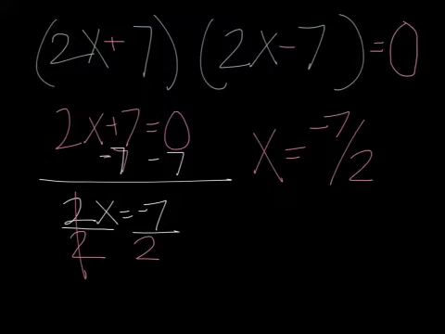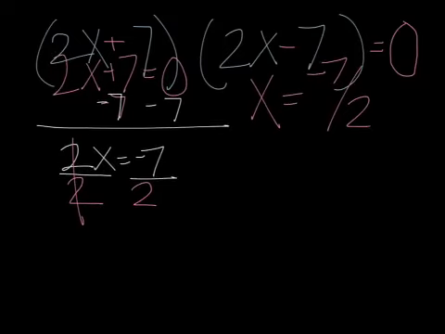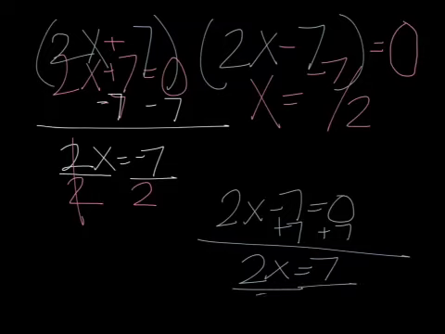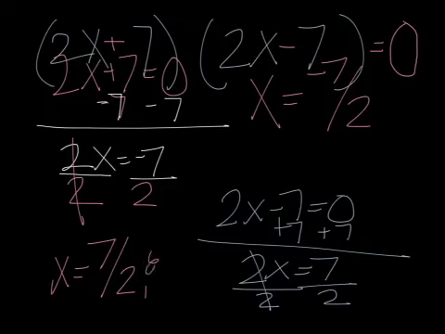For the next binomial, we're going to do the same thing. We have 2x minus 7 equal to 0. We're going to use additive inverse to get x by itself. We're going to start with 7. So now I have 2x is equal to 7. And again, to get x by itself, we're going to divide by 2 on each side. So now we have x is equal to positive 7 over 2 and negative 7 over 2.